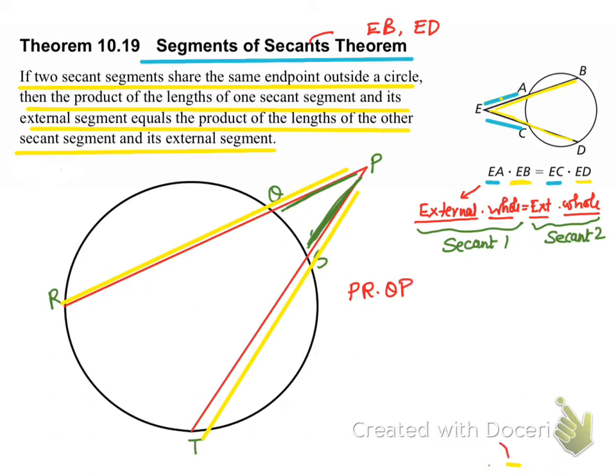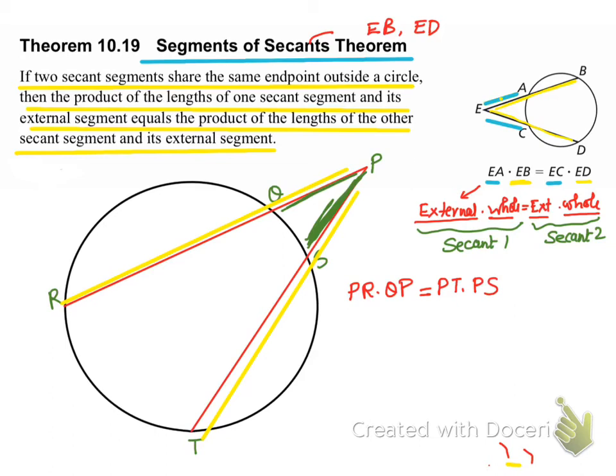QP, PR and PQ, up to you, you can write anyway. And then after that, for the second secant, it's going to be PT times the external one. The external one is this one. This is the external. What is that? That's SP or PS, up to you, whatever way you want to name it. And that's going to be PS.